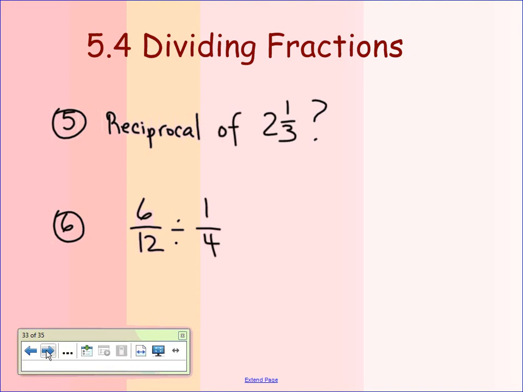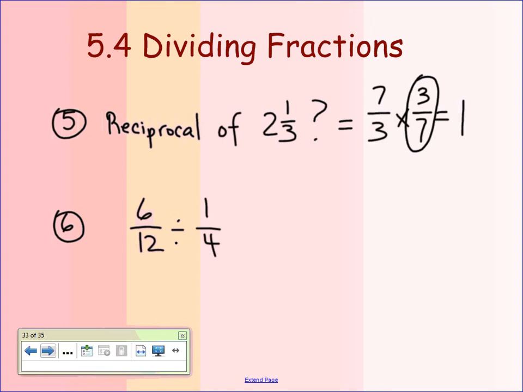Remember we talked about the reciprocal? Well, in order to find the reciprocal of a mixed number like this, you're going to have to, first of all, change it into an improper fraction. That's correct, 7 over 3. And then what I'm going to do is find the number that is multiplied by 7/3 that will equal 1. So what times 7 over 3 equals 1? Well, that's 3/7. If I multiply those two together and cancel, I will get 1. So 3/7 is the reciprocal of 2 1/3.